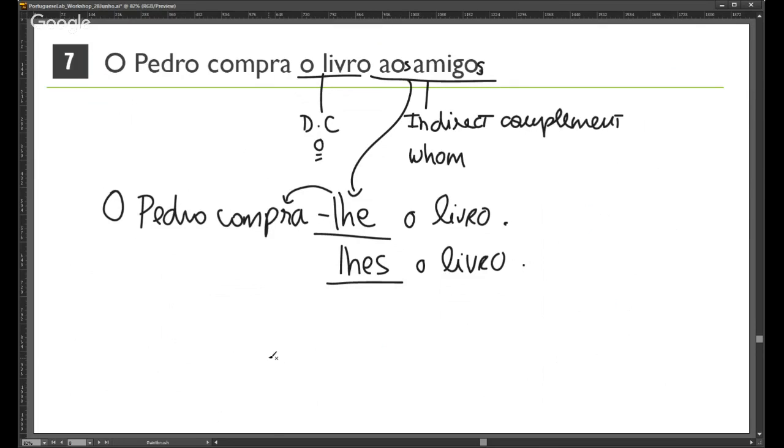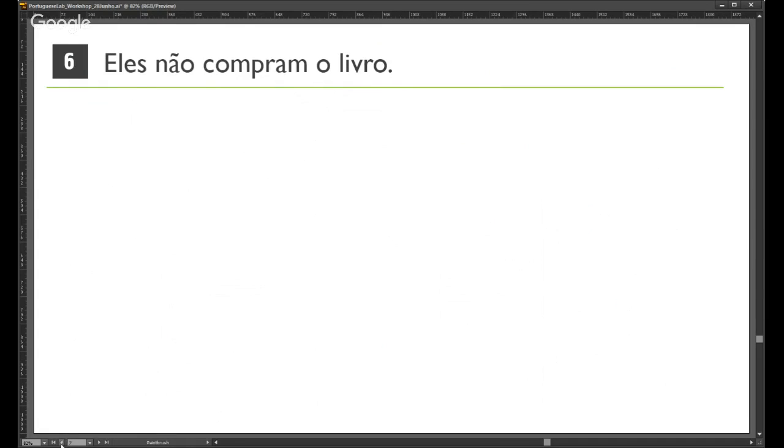Okay, so I was just telling you that this pronoun is placed after the verb connected with a hyphen, but it's not always placed after the verb. Sometimes it's placed immediately before the verb. And that's what we are going to look at in this example here. Eles não compram o livro. They don't buy the book.